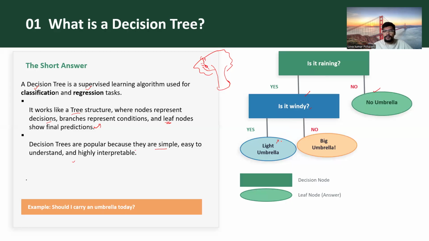That's very important. Otherwise, your umbrella will go up, right? So otherwise, if there is no wind, then you can take the big umbrella. That is fine. You can easily carry it.